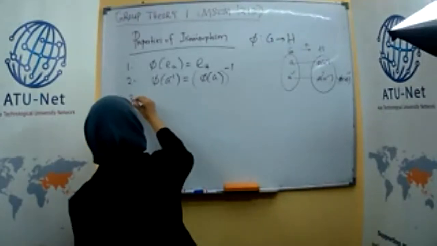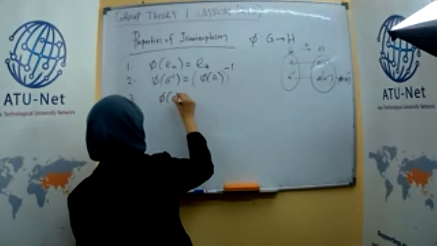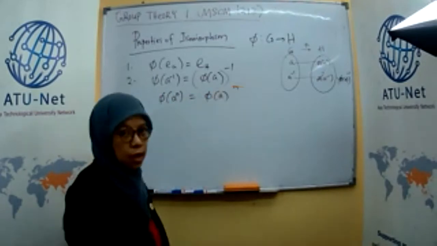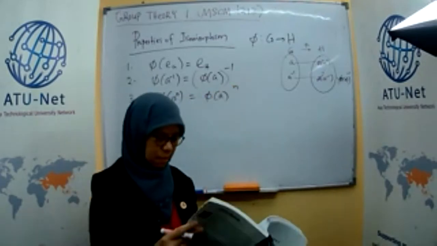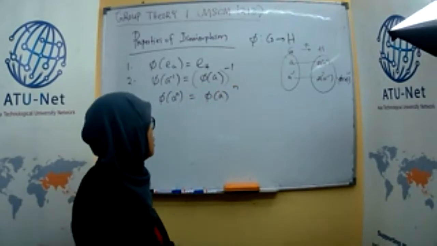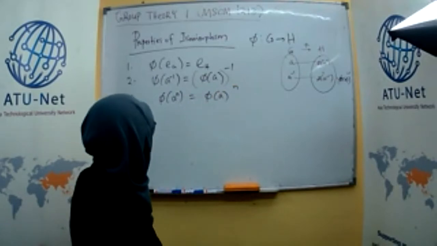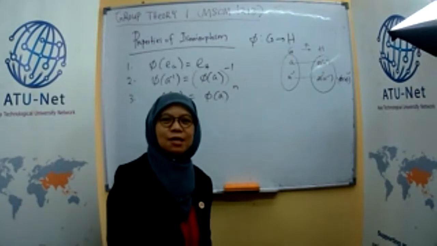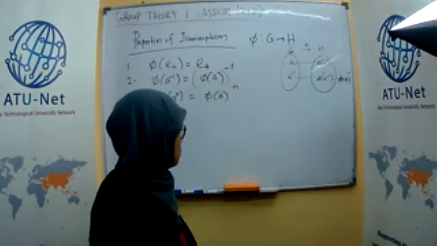The third one, phi of A to the n is phi of A to the n. Okay. And let me show you how actually you want to prove.